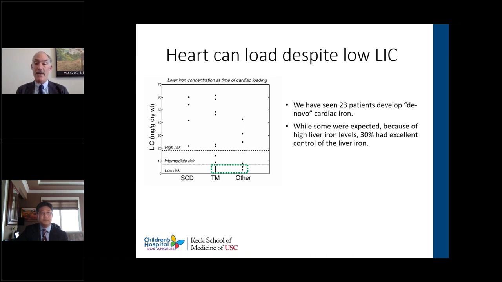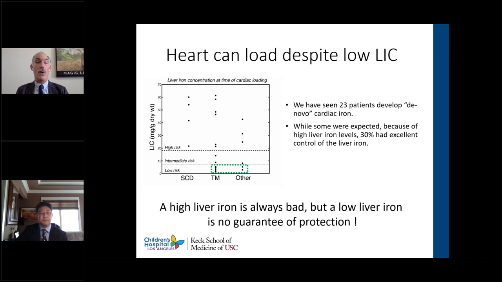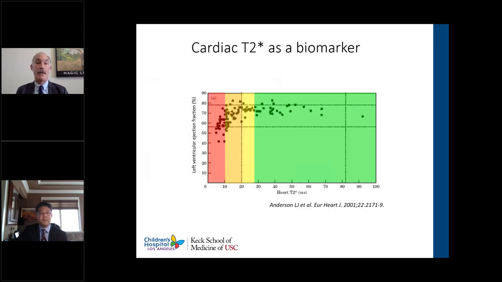And so the answer here is while a high liver iron is always bad and should be treated, a low liver iron is no guarantee of protection. It's how many days per week that people are taking their drug. Now, because of this sneaky loading of the heart, it's essential to have cardiac MRI to detect asymptomatic iron loading of the heart.